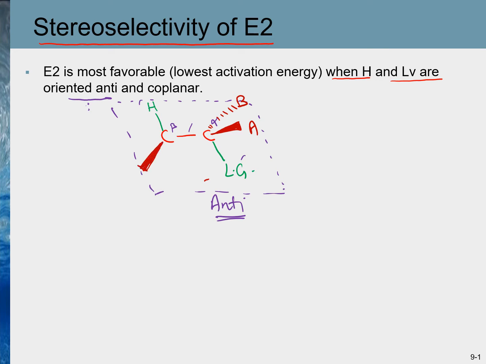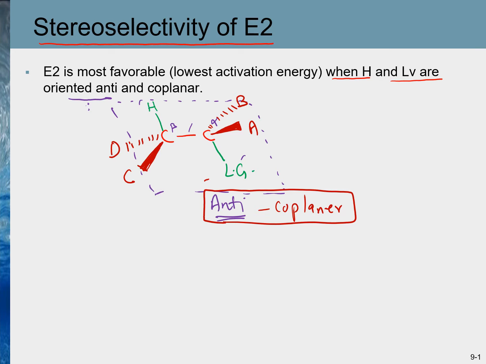Similarly, the beta carbon will also be connected with other elements, C and D. So now you can see that C, D, A, and B are not in the same plane as the leaving group and hydrogen, but the hydrogen and leaving group are within the same plane, and they are anti. So this position is known as the anti and coplanar position. So E2 will only happen when the leaving group and hydrogen are in this orientation.